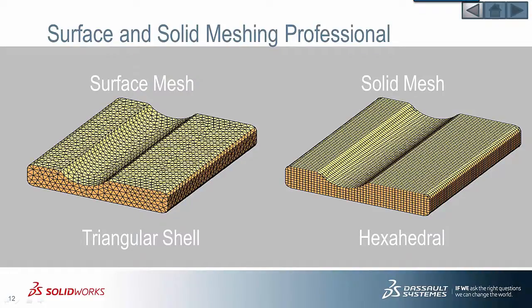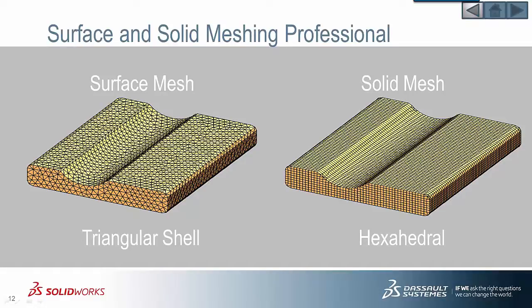For those of you that are familiar with FEA, you know that before we can do any analysis, we need to break up our solid into small pieces. So in SOLIDWORKS Plastics, we have two options. We can create surface meshes or solid meshes. A surface mesh goes over all the surfaces and then interpolates a flow profile between them.